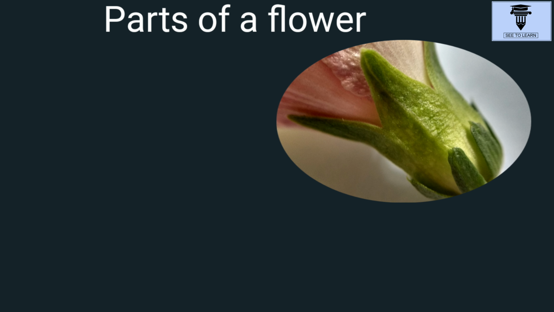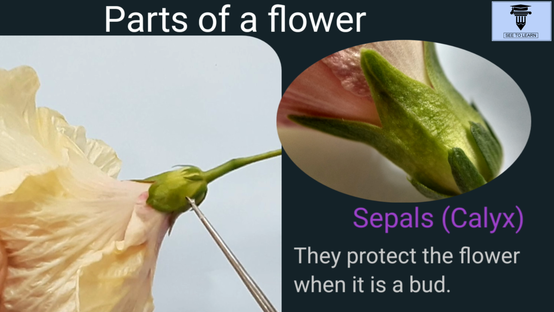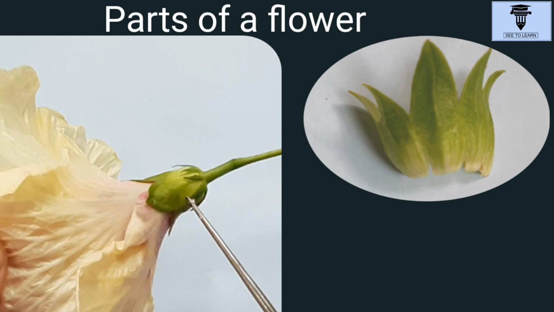At the base of the flower, these are the green colored sepals, which are also called calyx. They protect the flower when in bud condition. This flower has 5 joint sepals.